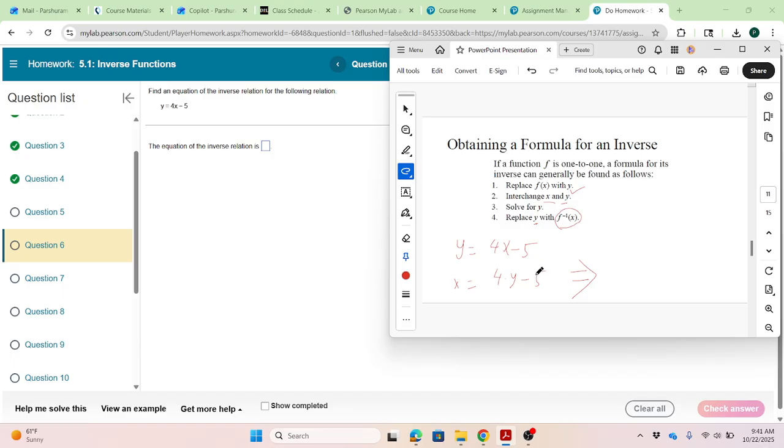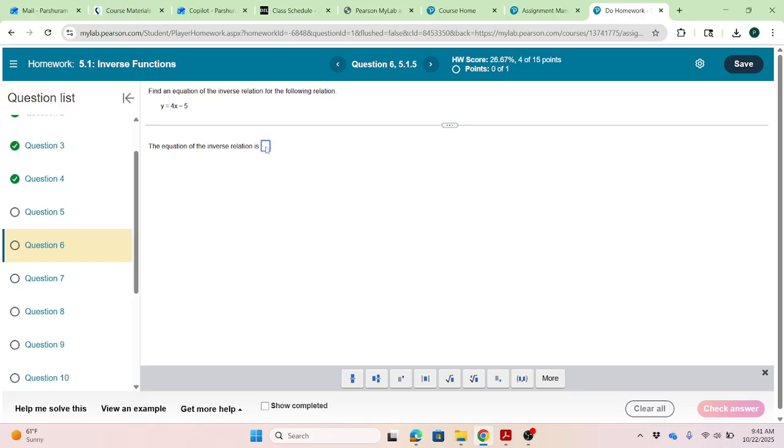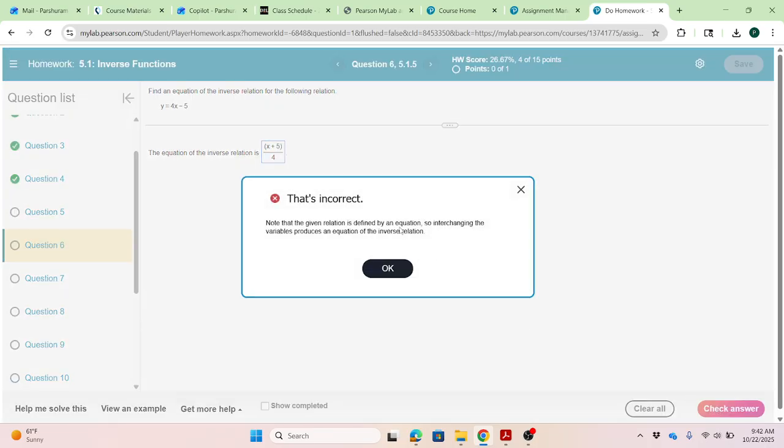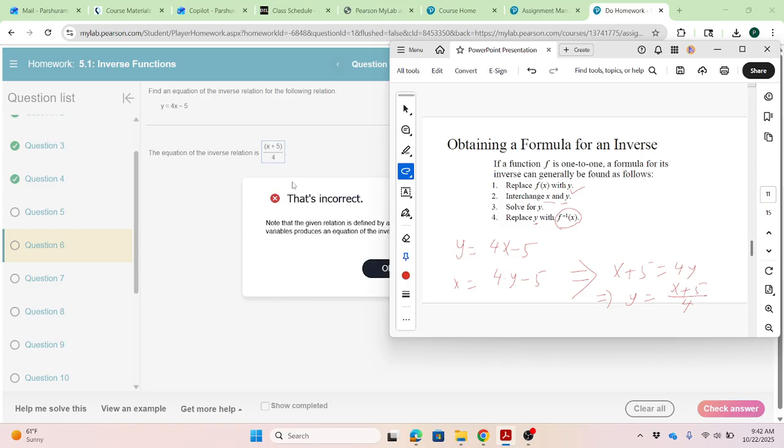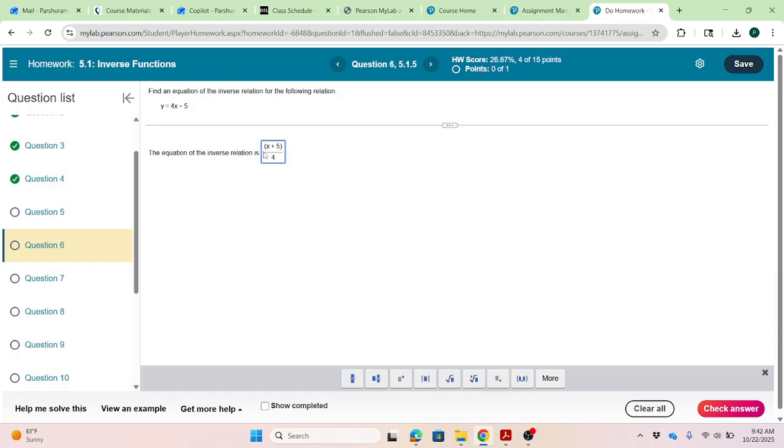So when you solve for y, you bring this 5 to the other side. So what would be the value of y? y is (x plus 5) divided by 4. So that's the inverse relation, the inverse equation. So y equals (x plus 5) divided by 4. The equation of the inverse relation is, oh, I forgot the y part. y equals, that's the equation.